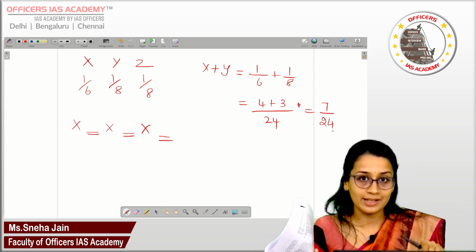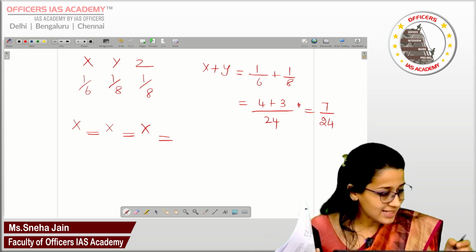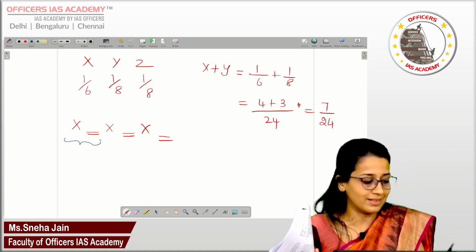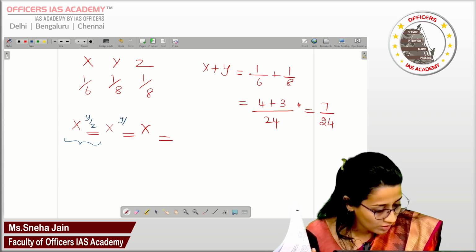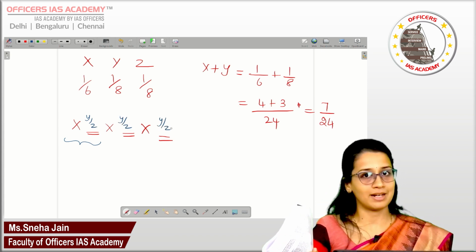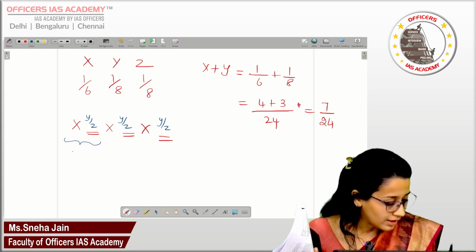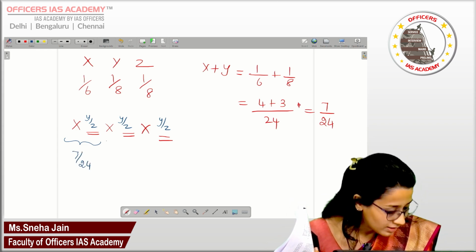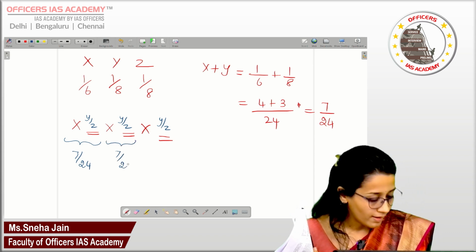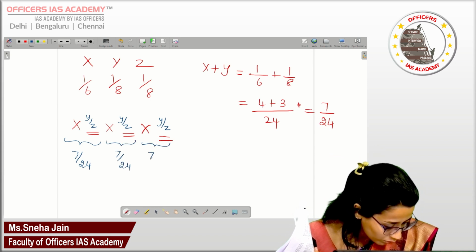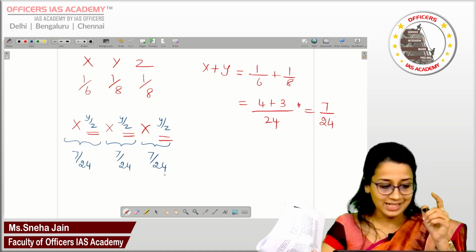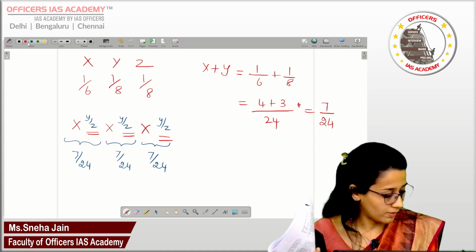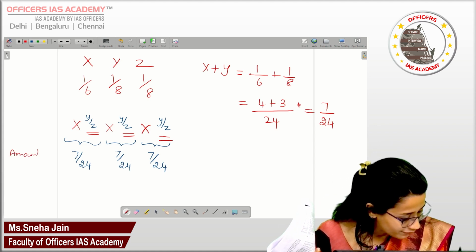They are working alternately. So X and Y or Z, whatever it is. For the purpose of the question, I'm not going to say this can be either Y or Z. Doesn't matter. But when they work together, they will finish 7 by 24th of the work. Is this clear? And this 7 by 24 is the amount of work that they are finishing.